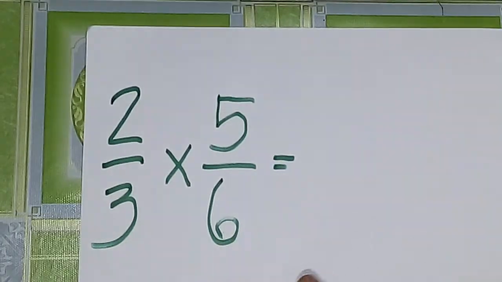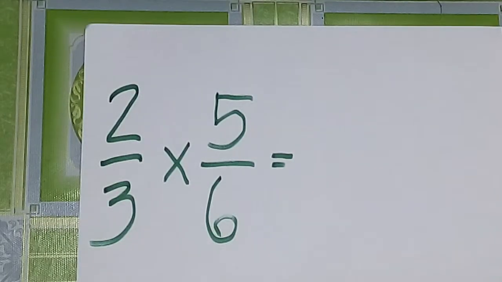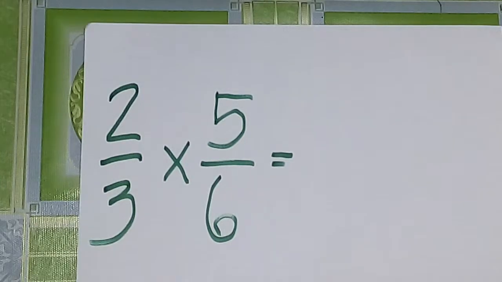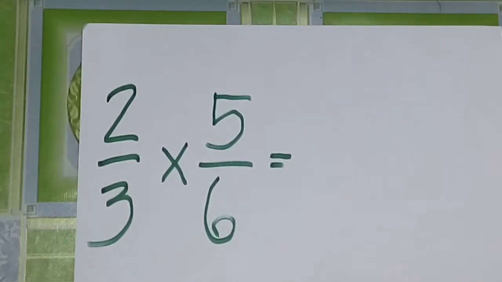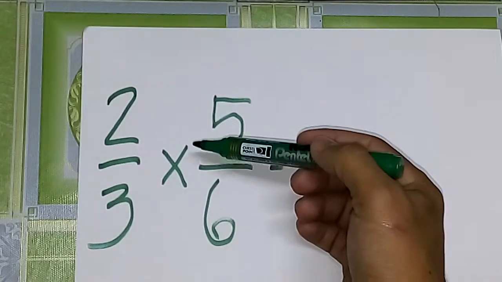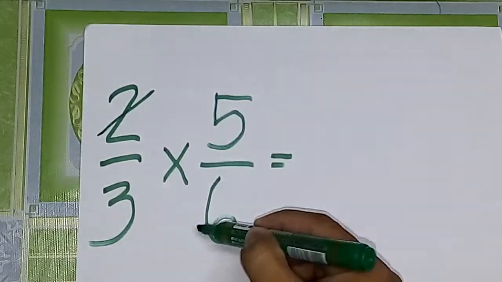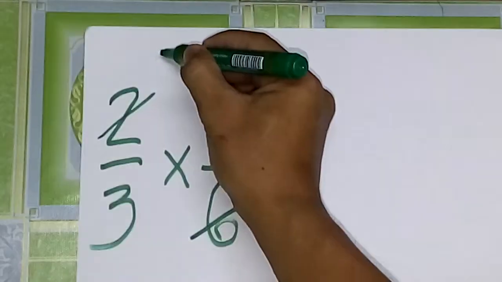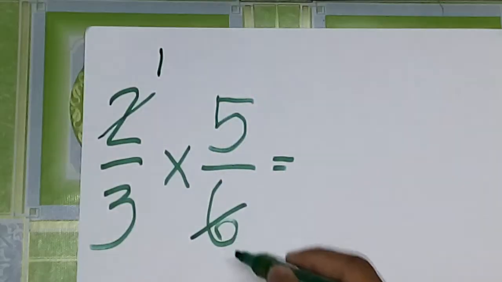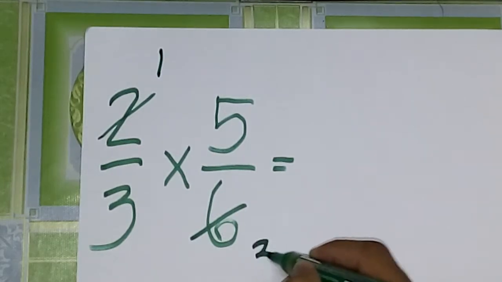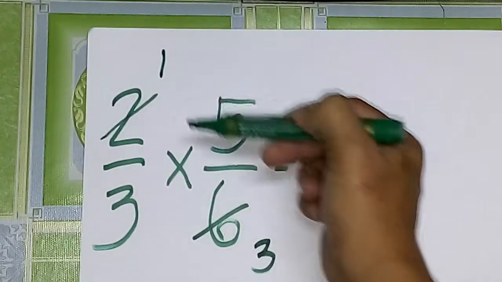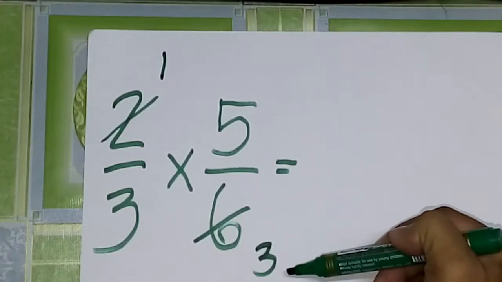In this example, 2 and 6 have a common factor. Their GCF, or the greatest common factor, is 2. So we can divide both by 2. So 2 divided by 2, that is 1. And 6 divided by 2 is 3. Our new numerator here is 1, and our new denominator here is 3.